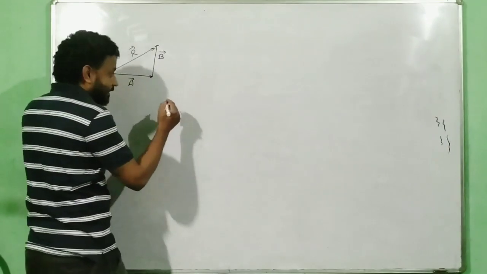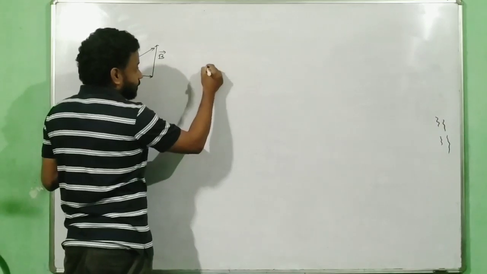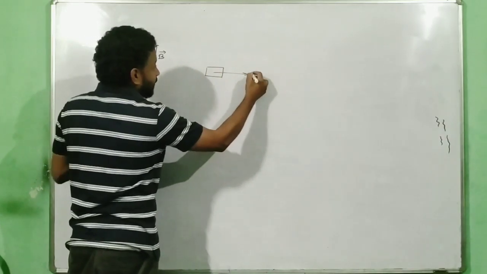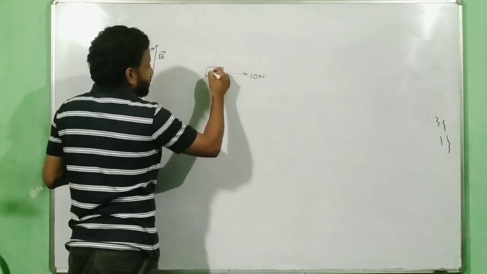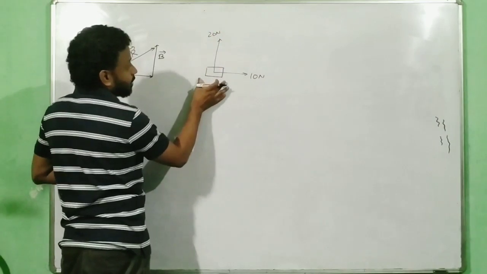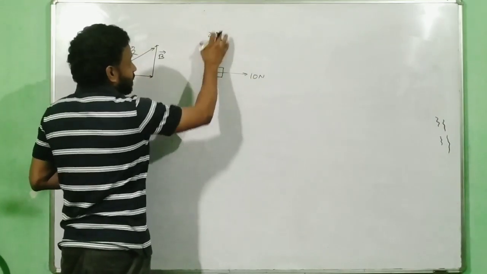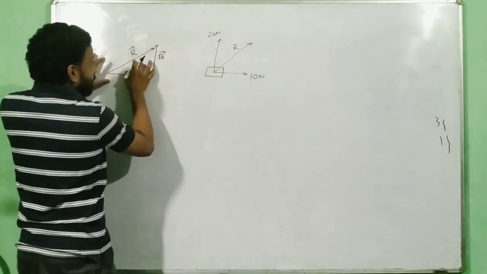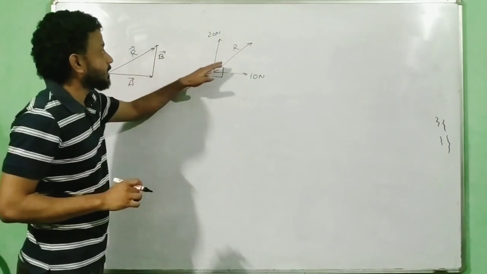It means simply this: suppose you have a block, and somebody is pulling it in this direction with 10 Newton, and somebody is trying to pull it in this direction with, let us say, 20 Newton. Then the body will go neither in this direction nor in that direction. It will go in the resultant direction, and that is what we call R, the resultant direction.